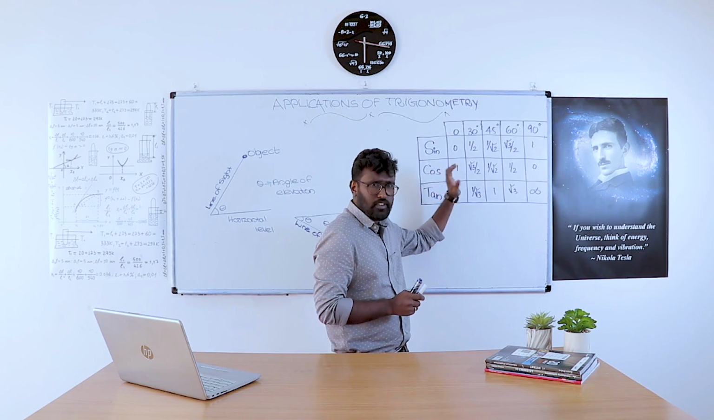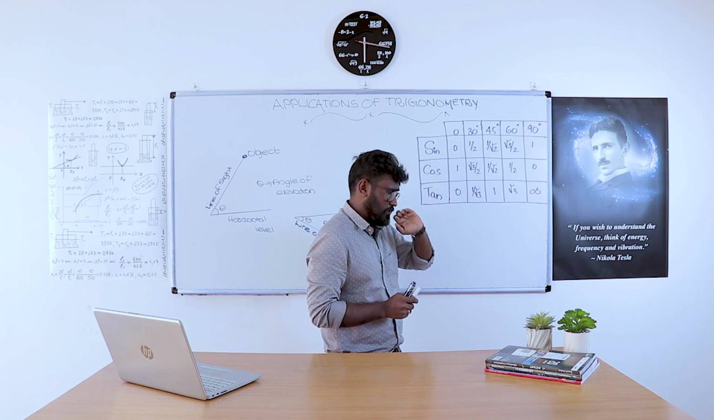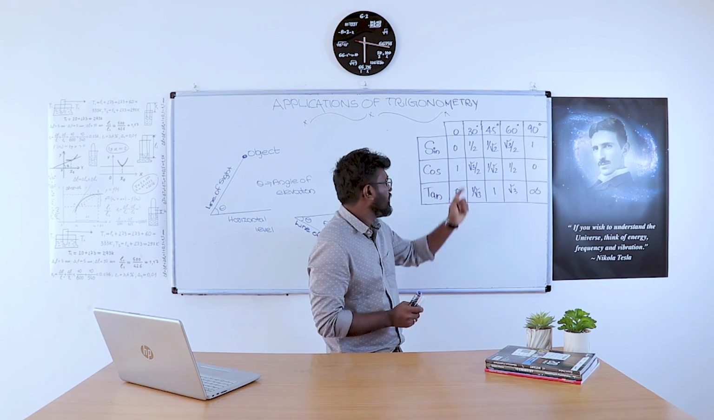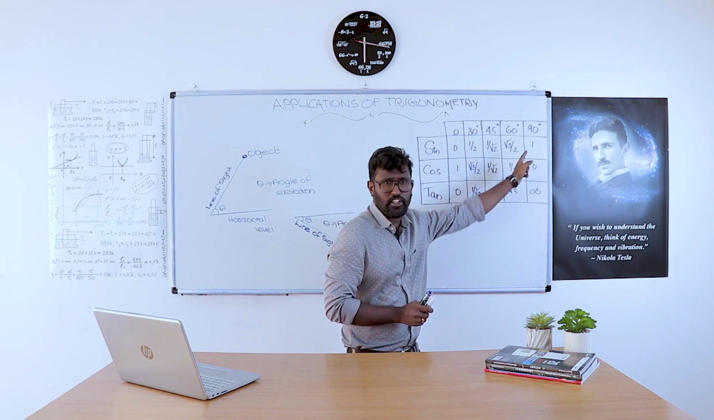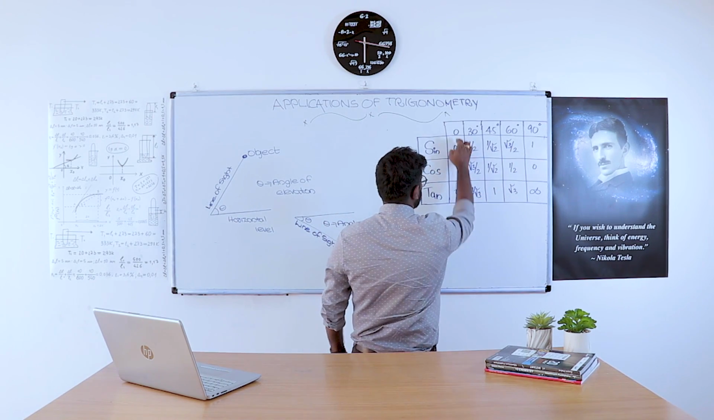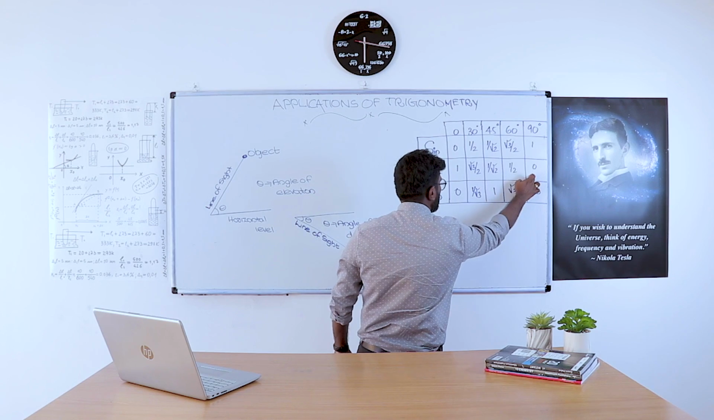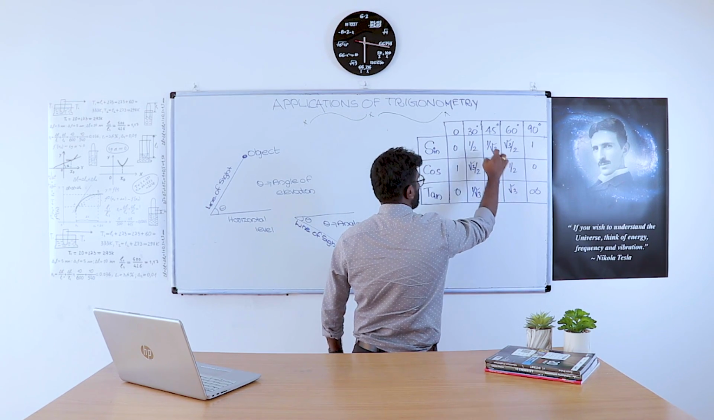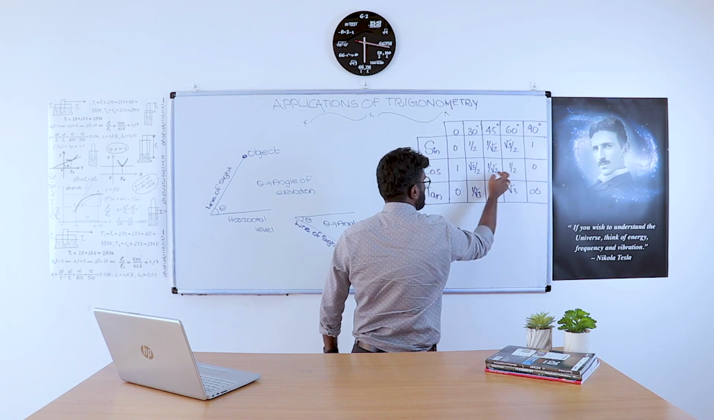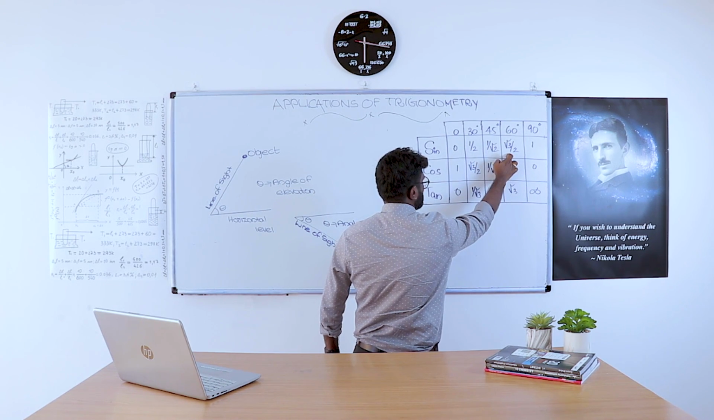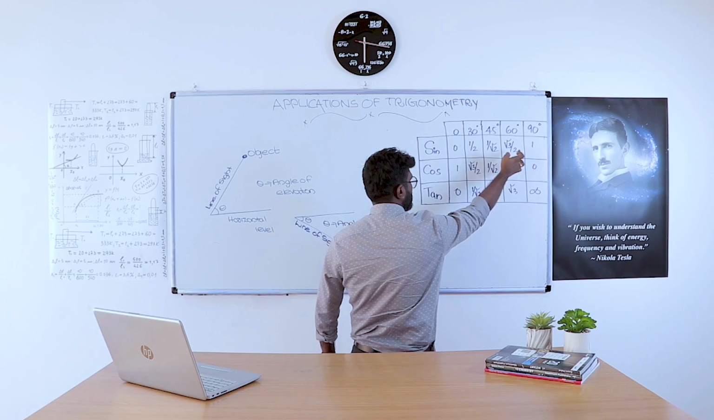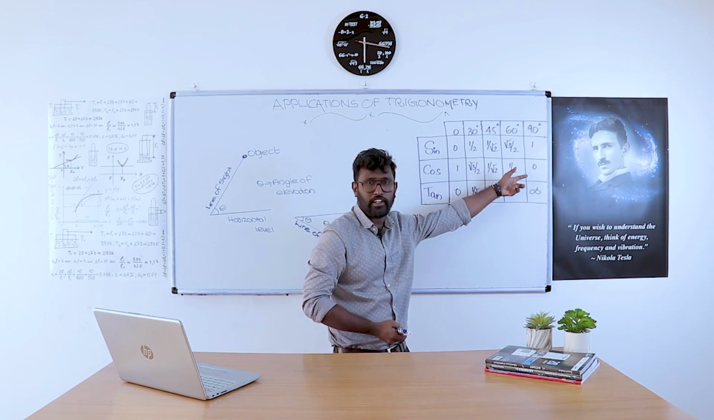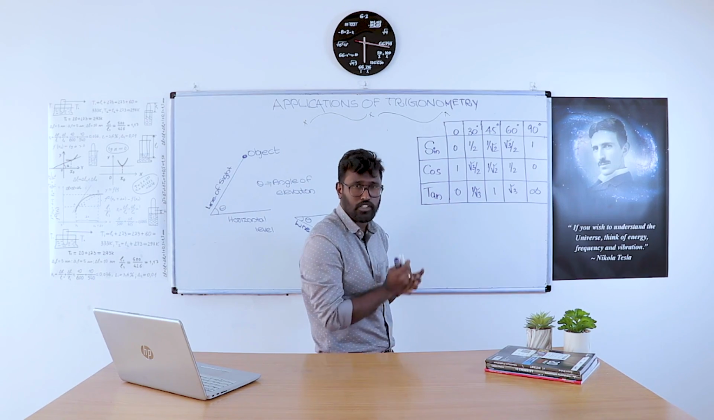Then we go to the cos value. In the table, you can obtain the cos values by writing the sine values in the reverse direction. Sine 0 is 0, so you write the 0 in the last column. 1 by 2 is in the second column, and here it is in the second last column. 1 by root 2 is the same in both. Root 3 by 2 is in the fourth column, here in the second column, and 1 is in the last column, here in the first column. That means if you write in the reverse order, you get all the cos values.